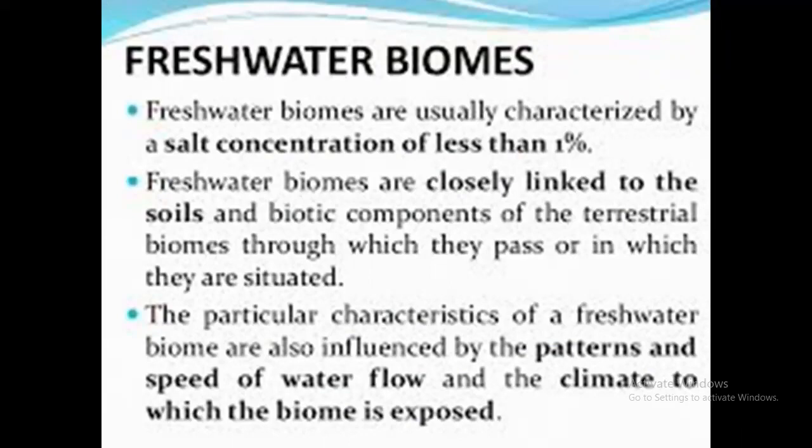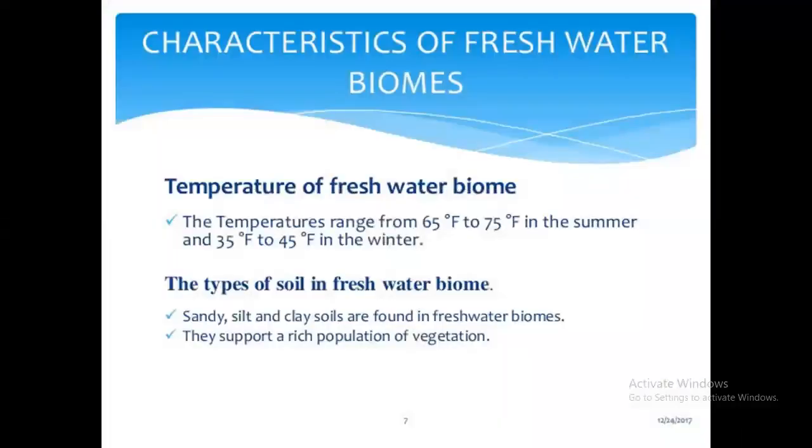Now we'll discuss the characteristics of freshwater biome. The particular characteristics of a freshwater biome are also influenced by the patterns and speed of water flow and the climate to which the biome is exposed. Another characteristic is temperature. The temperature of freshwater biome ranges from 65 degrees Fahrenheit to 75 degrees Fahrenheit in the summer, and in winter it is 35 degrees Fahrenheit to 45 degrees Fahrenheit.